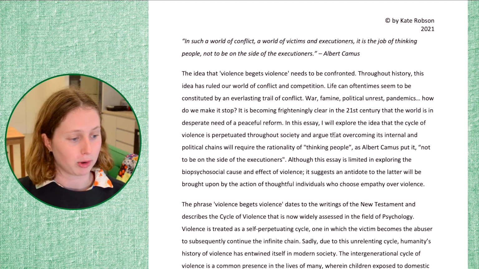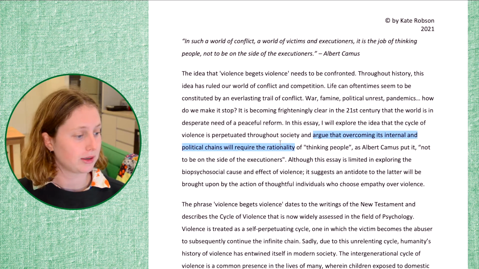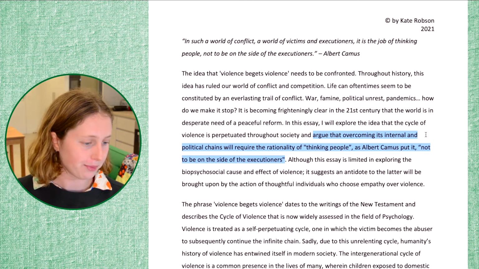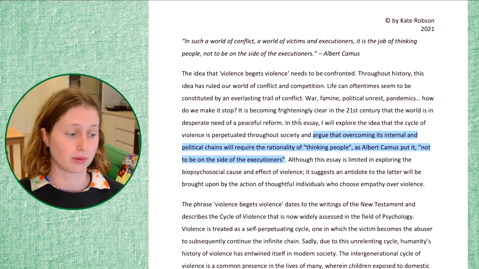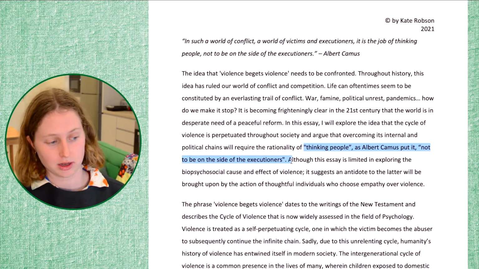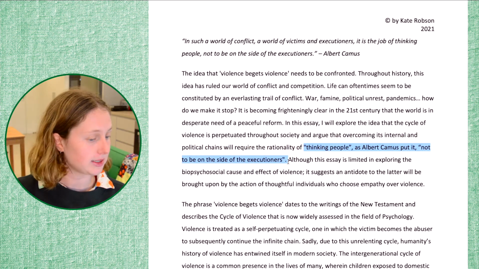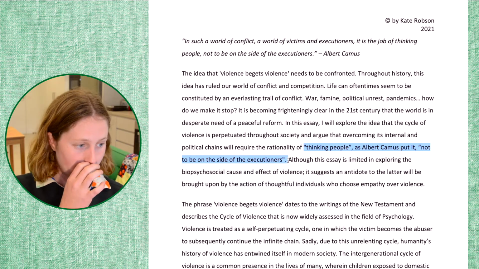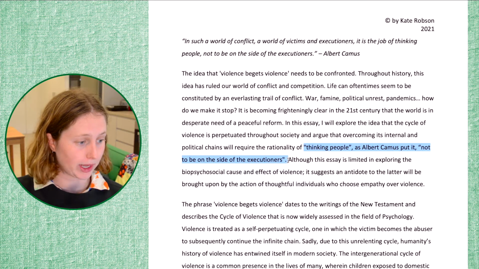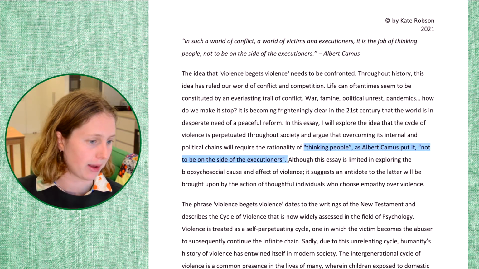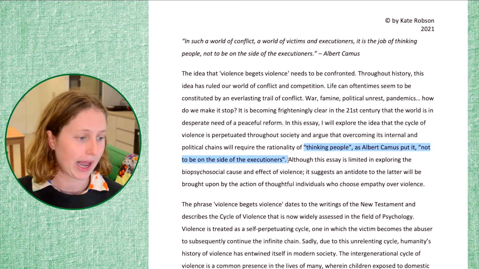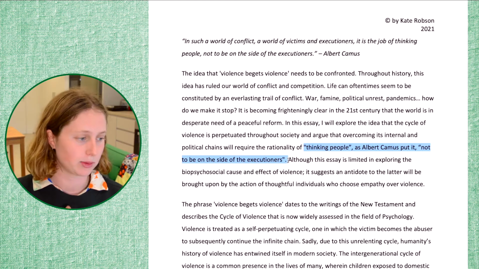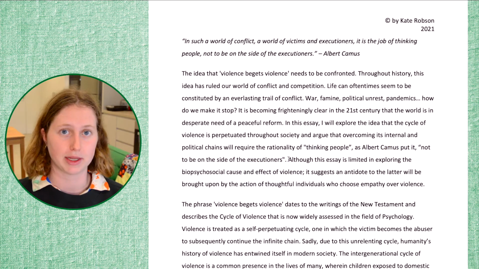Then I say, I'm going to argue that overcoming its internal and political change will require the rationality of thinking people not to be on the side of executioners. Awesome. So I've directly quoted the prompt. You don't necessarily need to do that. I did it and the marker kind of liked it in this case, so you can if you want to. Honestly, instead I actually could have talked about what my actual point is going to be, which we'll get onto later, but it's actually acting out of love and empathy instead of violence. And I may have missed the mark with just quoting the prompt instead of actually hashing out what my idea was. I go on to state my limitations.